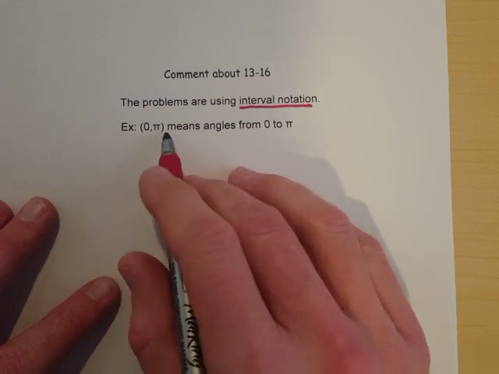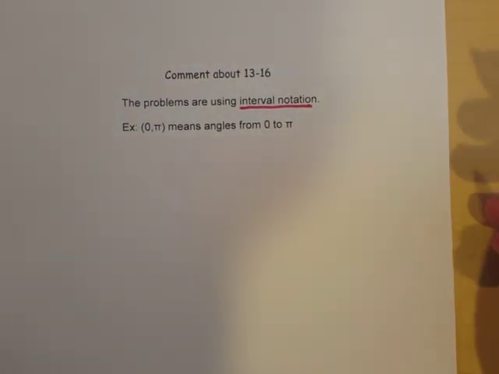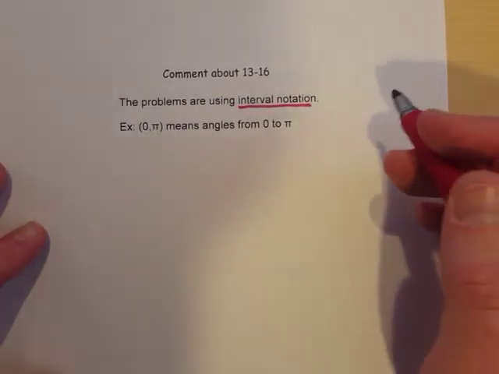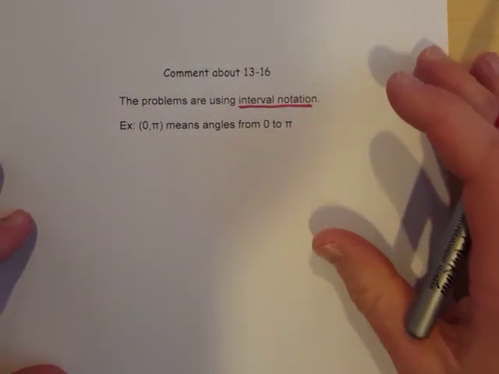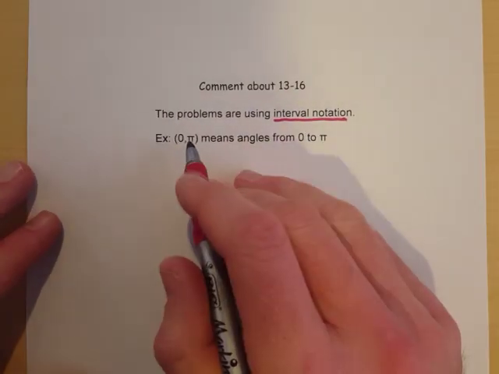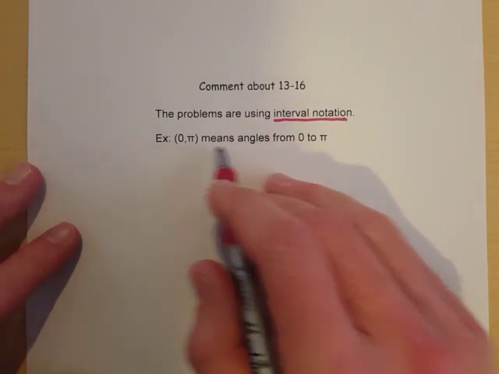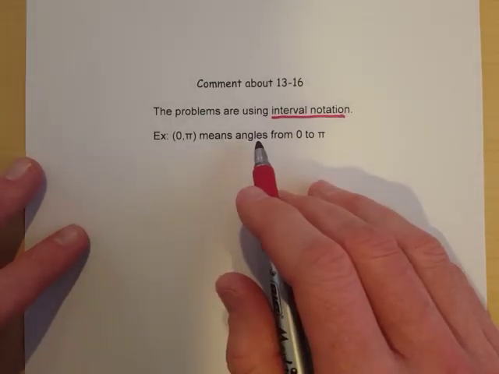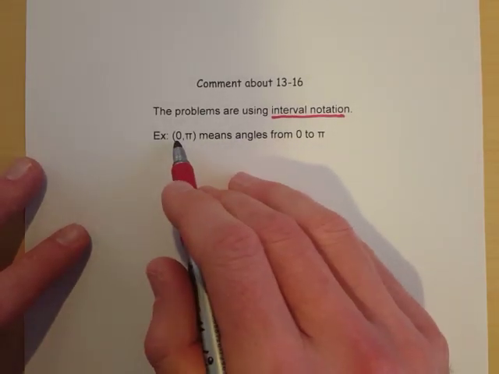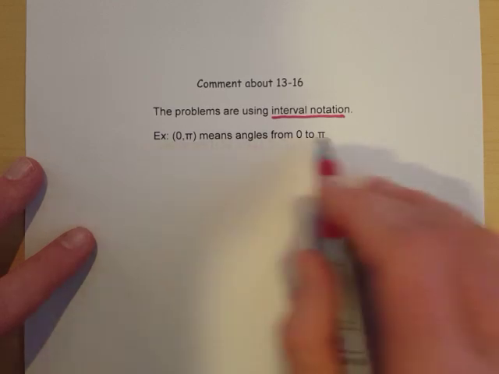Now, upon first glance, you would probably look at that and say, oh, well, that's just x and y. But we're not going to have any points in our trigonometry. We're not going to have that where pi is actually a point. Pi is going to be an angle. So here's what this means instead. This is interval notation. It's saying starting at 0 and going all the way to pi.